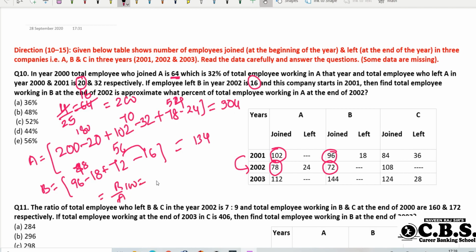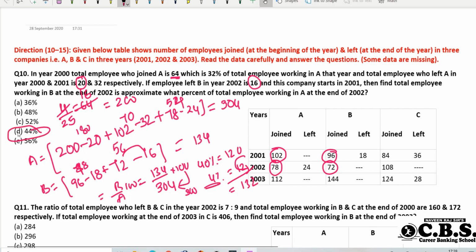The question is how much percent is B upon A. A value is how much? 304. What is the B value? 134, into percentage. Okay, 100% approximately 300. Now 40% is approximately how much? 120. I assume it is 300: 100% is 300, 40% is 120, 4% is 12. So nothing but 132. So approximately 44%. Which option? Option D is the right answer. This is a way to answer the question. Okay, let's go for the next question.